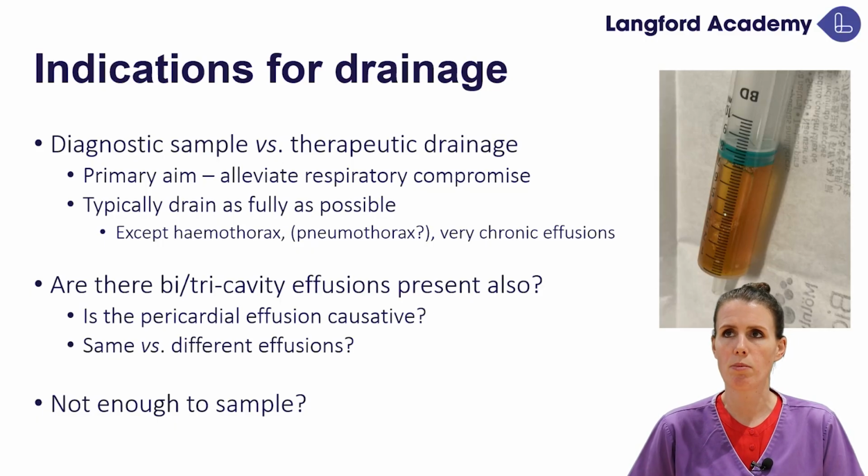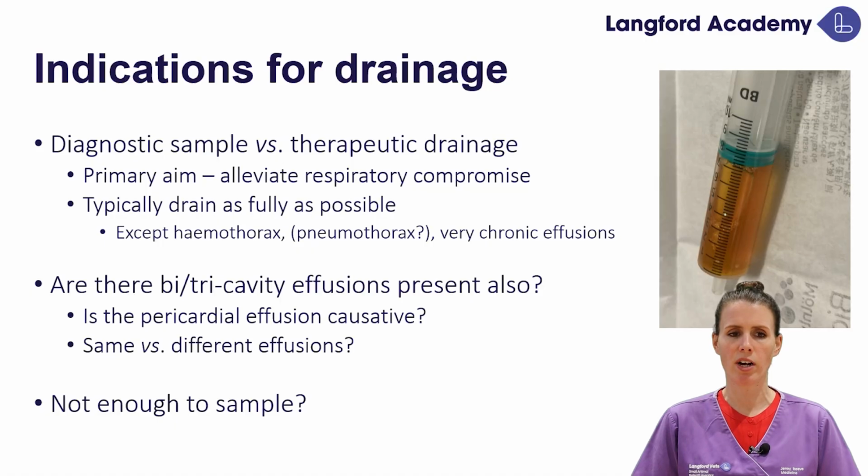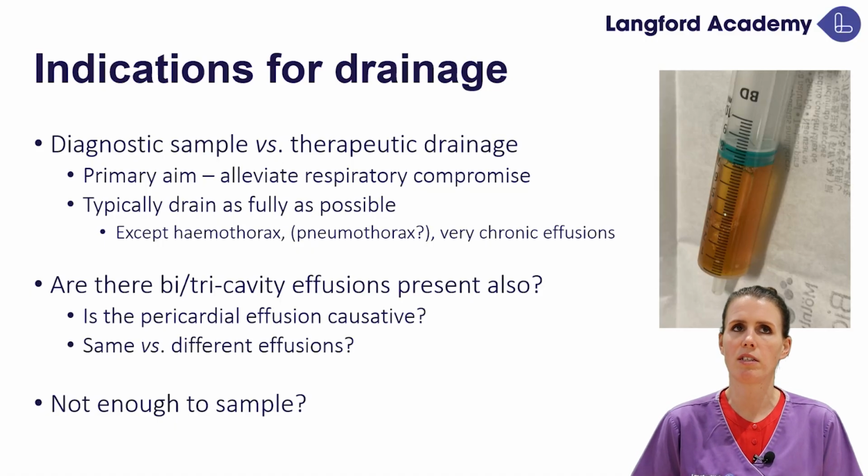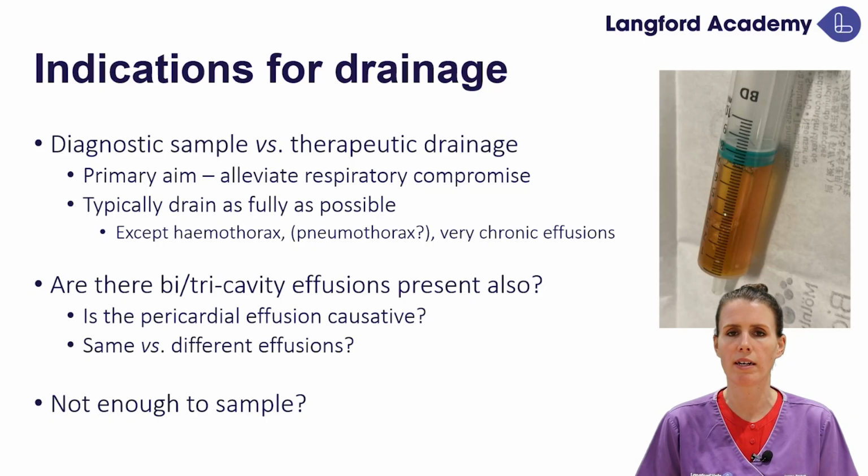Also, sometimes in a pneumothorax, if we fully drain it and the lungs are fully expanded, and there's a small defect in the periphery of the lung that's resulted in the pneumothorax, fully expanding the lungs can result in that ultimately starting to leak again. So we may go for a subcomplete drainage with a pneumothorax as well.